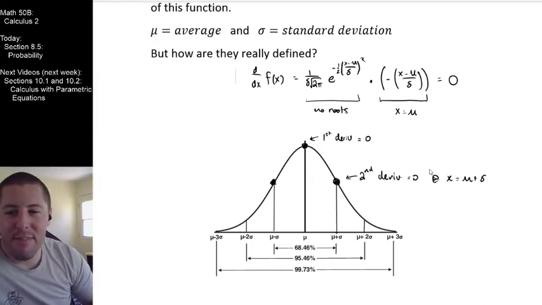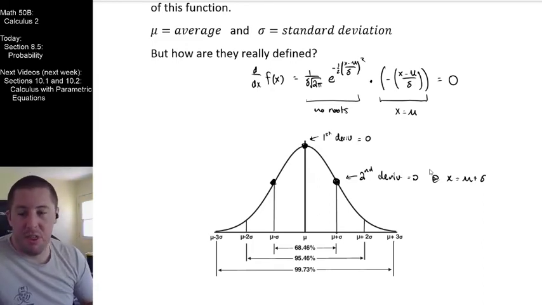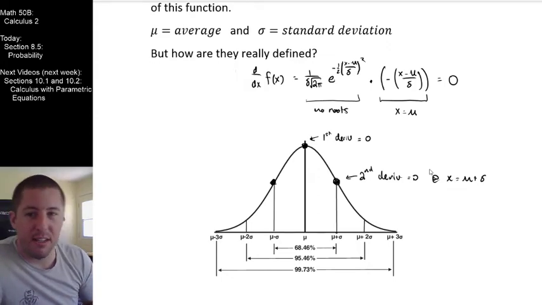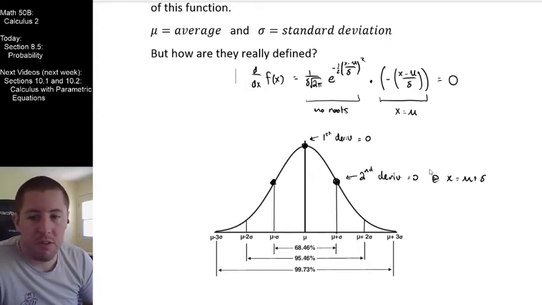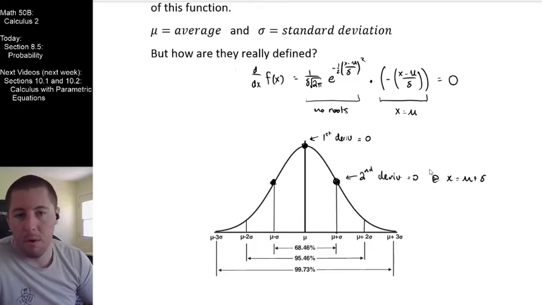So even standard deviation is another thing where we can't define this without calculus, at least in terms of the normal distribution right here. If you take two derivatives and set it equal to 0, what you're going to find is mu plus sigma, one standard deviation above or below the average that's out there. So this is really cool.